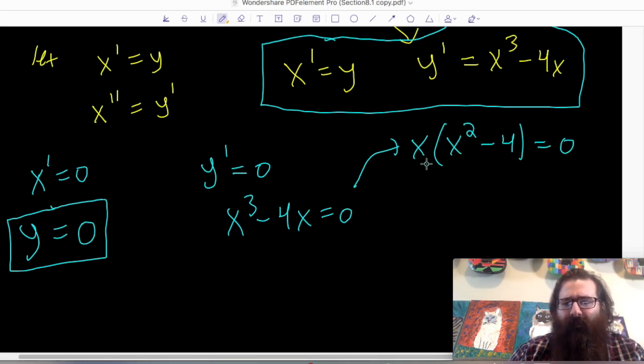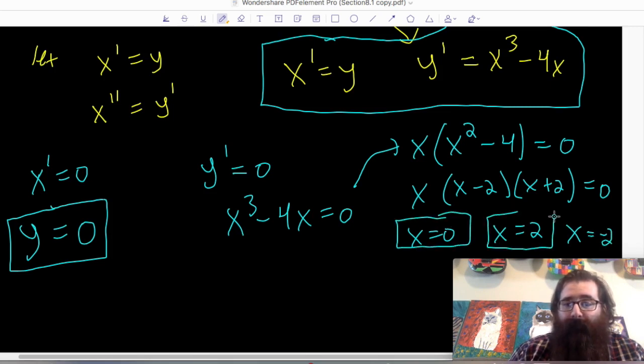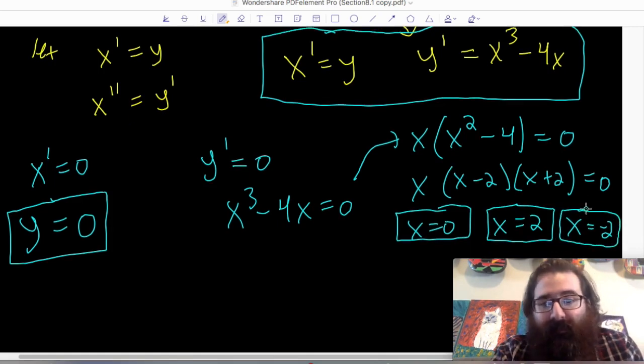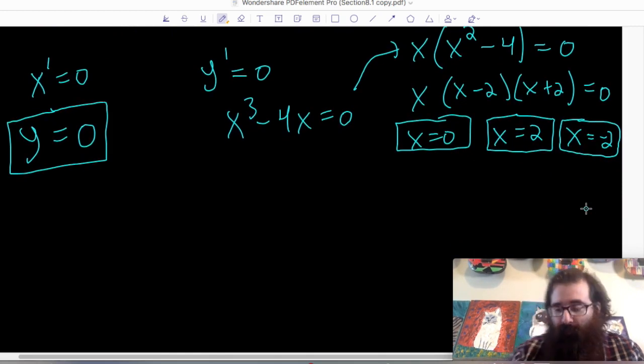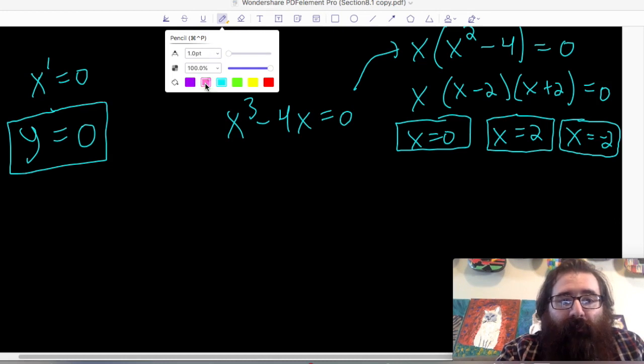And so then here this means, well, I could factor this further, right? So we'll do difference of perfect squares factoring. So we'd say x minus 2, x plus 2. So here we get either x equals 0, x equals 2, or x equals negative 2. So 3 different x values. But keep in mind that we just got the one y value. So that means that this is going to build 3 different critical points, and that the y value is the same throughout.